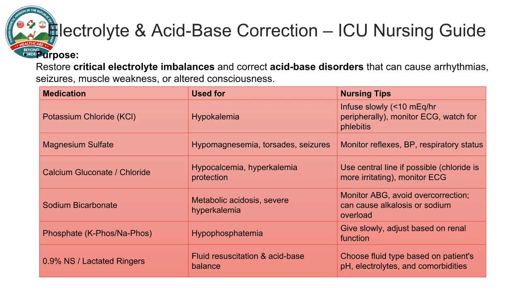Phosphate, KPhos/NaPhos for hypophosphatemia. Give slowly, adjust dose for renal function. 0.9% NS/lactated Ringer's, for fluid resuscitation and acid-base balance. Select type based on pH, electrolytes, and comorbidities. The key nursing principles are: infuse slowly, monitor closely, and avoid overcorrection.